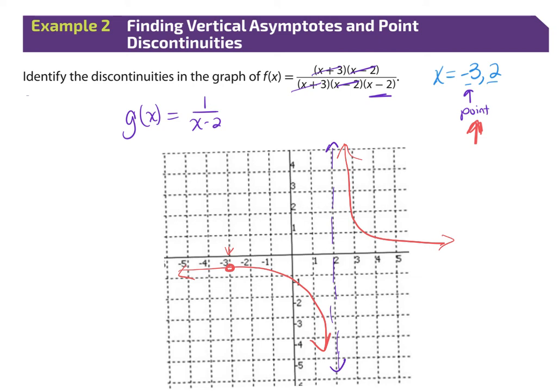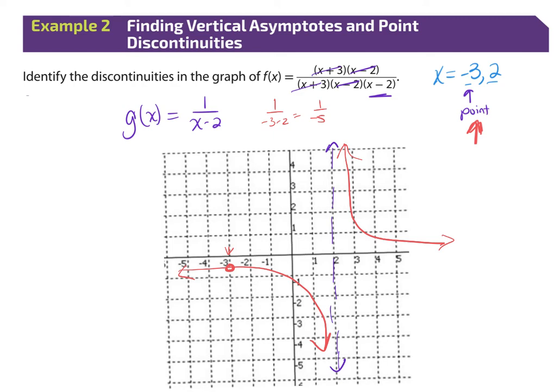And you can actually figure out exactly where that hole is by plugging in the -3. So I could plug in my -3, 1 over -3 minus 2, 1 over -5. So somewhere around -1/5 would be my y value of my hole, right? If I were to graph that perfectly, it would be at -3, -1/5. That's where my hole would appear, okay? So when you can cancel something out, it will look just like the new function, except whatever you canceled out will be a hole, all right?